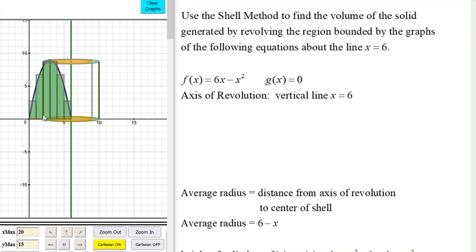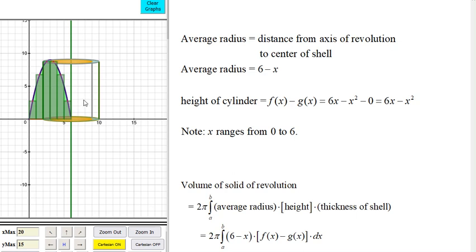Now for this rectangle, this is what the shell looks like. We're taking this rectangle right here and revolving it around the axis of revolution, this line right here, and we'll get this shell. And so to get the volume of the solid of revolution, we need to figure out what the radius and the height of the shell is. For this particular example, the axis of revolution is not the y-axis, and therefore the average radius will not be x.